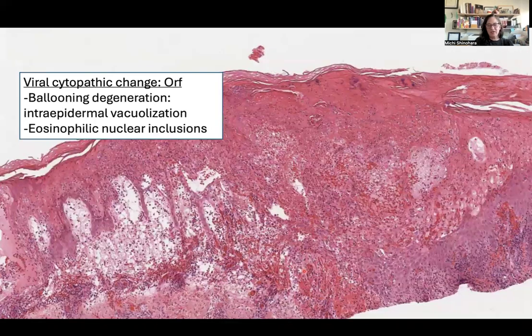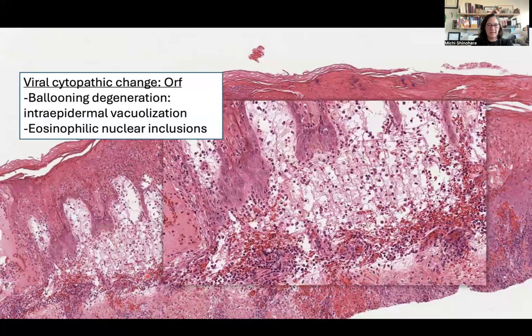Then the viral cytopathic change seen in ORF is kind of an extreme example where you have ballooning degeneration. You can see that in other things too, like herpes group sometimes, but it's very dramatic here in this example of ORF, where you see remnants of the keratinocytes kind of being pulled apart, especially from the basal layer. And then sometimes you can see eosinophilic nuclear inclusions as well.